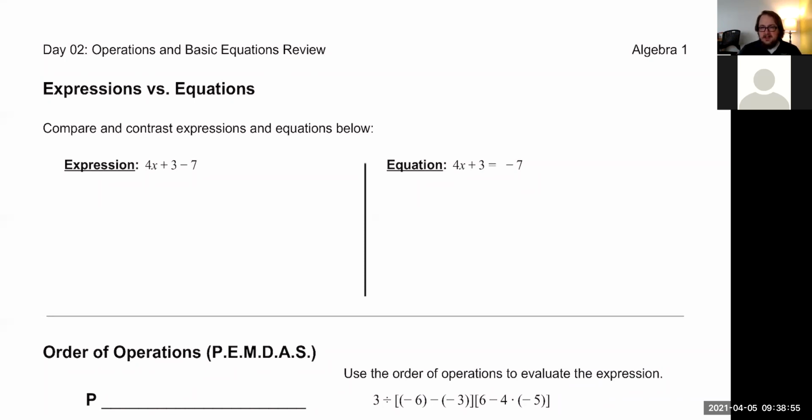What do they have in common? What do you see? What do they have? You can be specific or general, whatever you think. They have a variable? Yep. So just a quick refresher, if you have a letter in the mix with other numbers and operations, that is a variable. It's representing a number that you do not yet know. What else do you see?